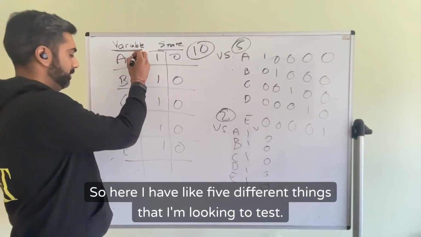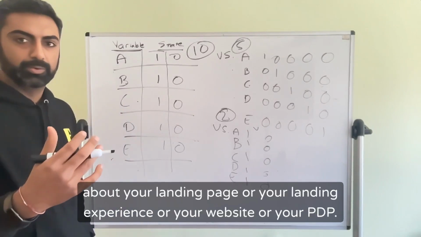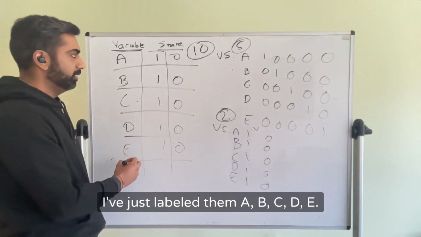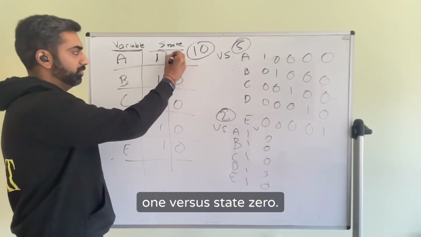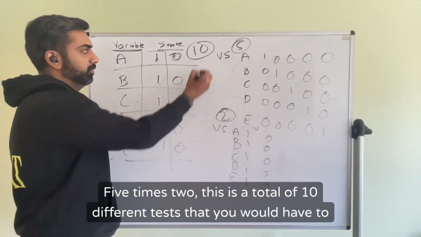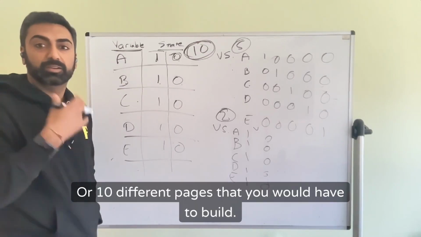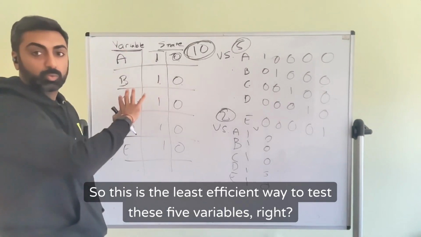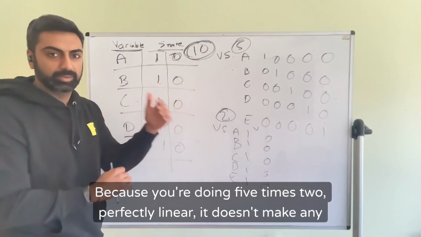So here I have like 5 different things that I'm looking to test. So this could just be like 5 different things that you want to change about your landing page or your landing experience or your website or your PDP. I've just labeled them A, B, C, D, E. If for each one of those you do a separate test of like, hey, I want to put it in state 1 versus state 0, so like make the change or not make the change, 5 times 2, this is a total of 10 different tests that you would have to run, right? Or 10 different pages that you would have to build. So this is the least efficient way to test these 5 variables, right? Because you're doing 5 times 2, perfectly linear, it doesn't make any sense.